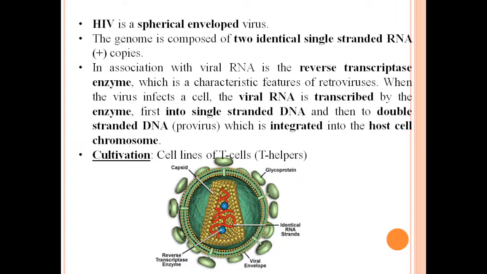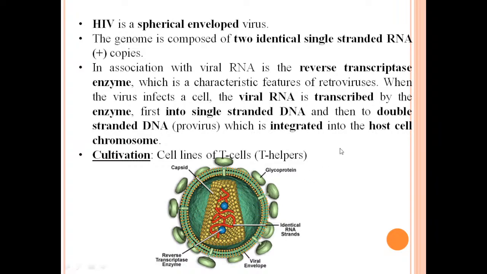Structure of genome. HIV is a spherical enveloped virus. The genome is composed of two identical single-stranded positive RNA copies. They are here. In association with viral RNA is the reverse transcriptase enzyme. It's the only virus that has a reverse transcriptase enzyme, which is a characteristic feature of retrovirus. What is the action of this virus? When the virus infects a cell, the viral RNA is transcribed by the enzyme, first into single-stranded DNA and then to double-stranded DNA. It's provirus, which is integrated into the host cell chromosome.